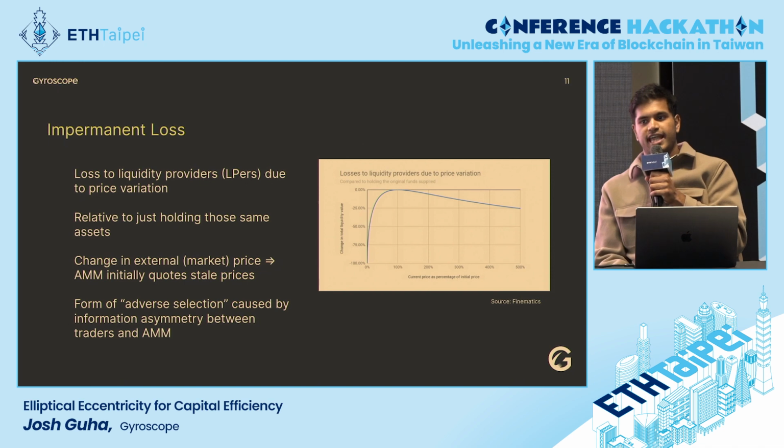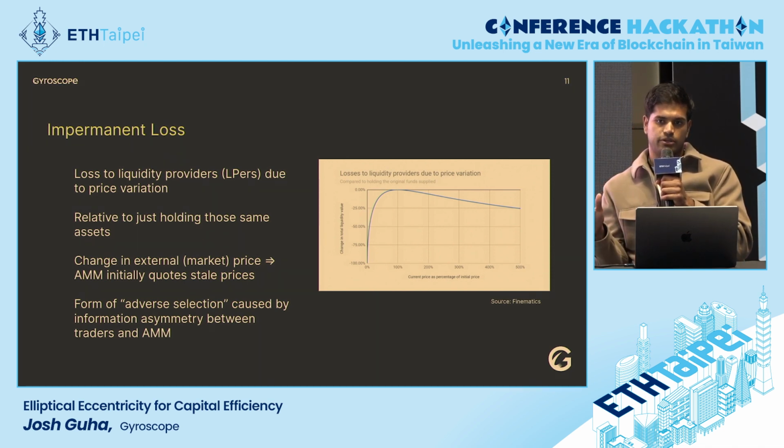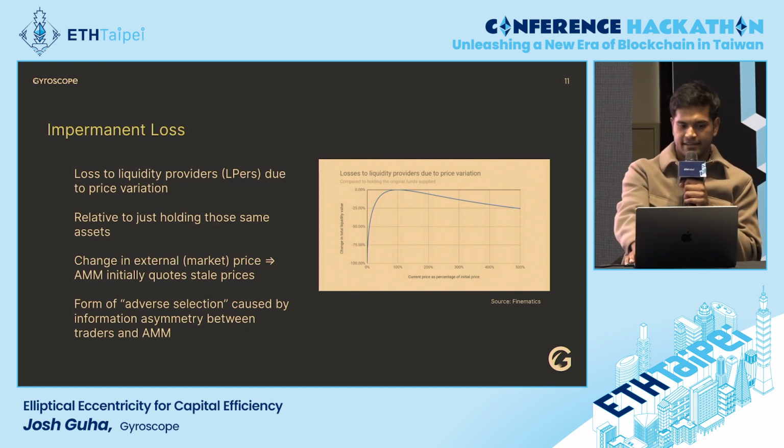This is actually a form of adverse selection, since there is information asymmetry between the arbitrageurs or traders and the AMM. The traders know the true market price of the trading pair, but the AMM doesn't. So it's possible to mitigate this by allowing the AMM to react to some external price source, but then this introduces other sources of risk, like oracle risk, which need to be added to the incentive design formulation.